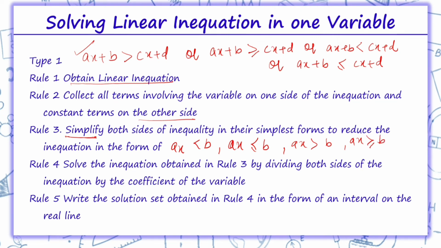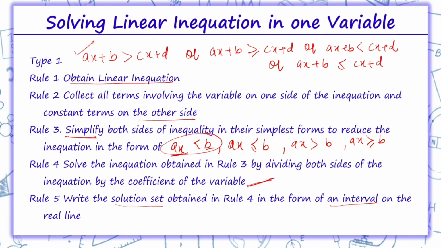Then we will solve the inequation obtained in rule 3 by dividing both sides of the inequation by the coefficient of the variable. Like here the coefficient of x is a, so we will divide both sides by a. Then whatever we obtain in rule 4, we will write in the solution set in the form of an interval on the real line. Now these are the rules for type 1 linear inequation.